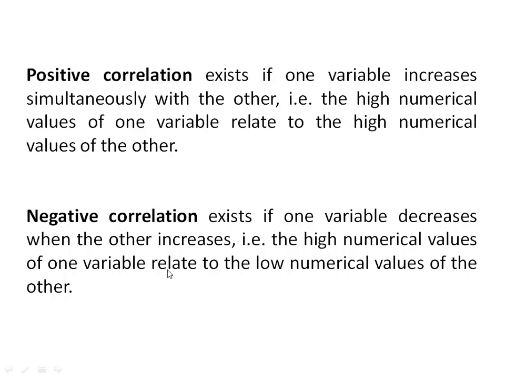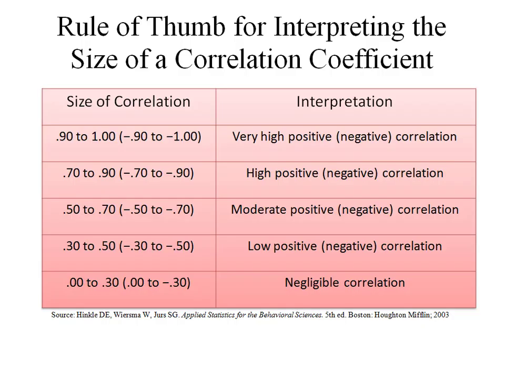Negative correlation exists if one variable decreases when the other increases. That is, high numerical values of one variable are related to low numerical values of the other. For example, if price increases, demand decreases. This is negatively correlated. If price increases, the demand for the particular product decreases. This is called negative correlation.